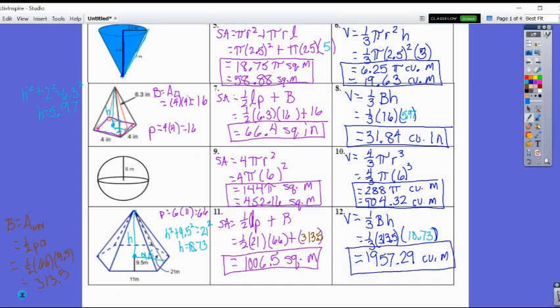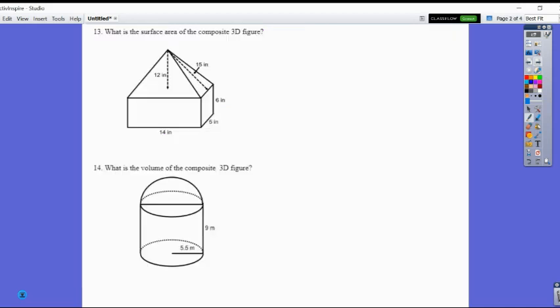All right, so those are lots of our basic calculations to go through on these. Now, as we move on to the next page, what is the surface area of the composite 3D figure? So we have to do some work here finagling these different pieces together.